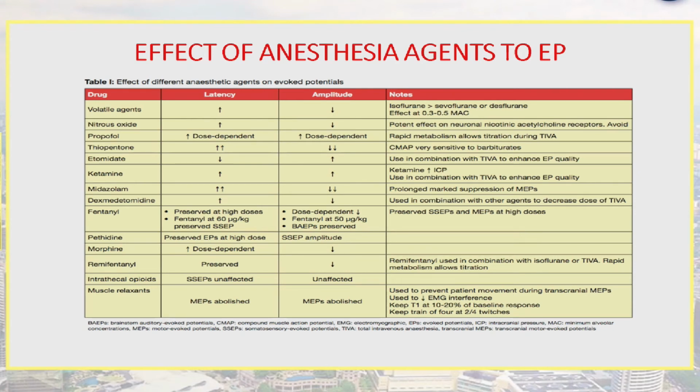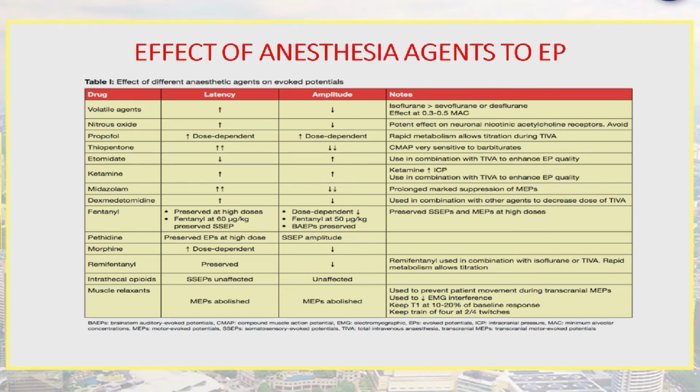So if there is impairment, sometimes we reduce the drugs to improve the reading. Thiopentone, a barbiturate, needs to be avoided. Opioids are no issue for the patient, and usually we use remifentanil in combination with propofol to reduce the propofol usage and improve the signal. Other drugs that can enhance the reading or signal are ketamine, etomidate and dexmedetomidine, due to their mechanism of action.